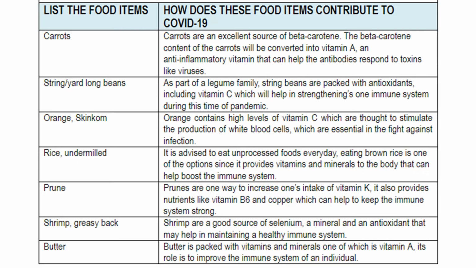The common minerals found in these food items are calcium, copper, iron, magnesium, manganese, phosphorus, potassium, selenium, sodium, and zinc. Each food item is beneficial during this time of pandemic to keep the immune system strong and healthy. In particular, beta-carotene in carrots is converted to vitamin A. Vitamin A helps the antibodies respond to toxins and viruses. Butter contains vitamin A as well. Both the string long beans and orange contain vitamin C, which is essential to strengthen the immune system.